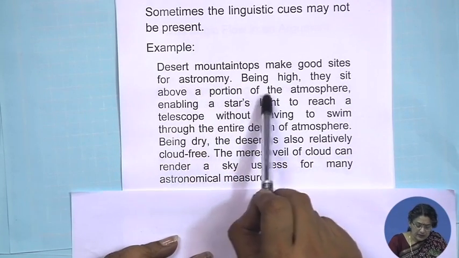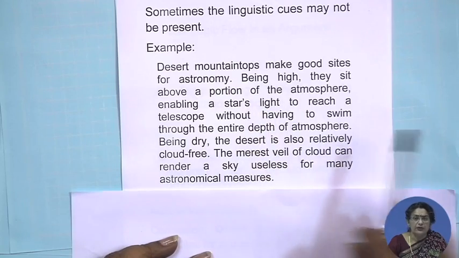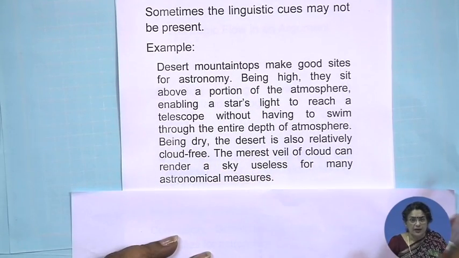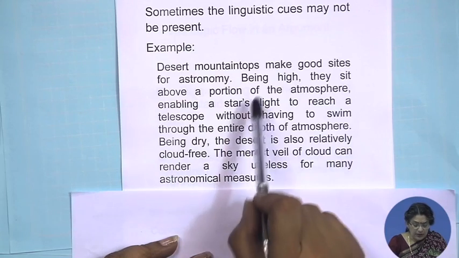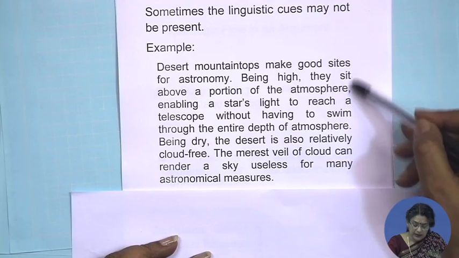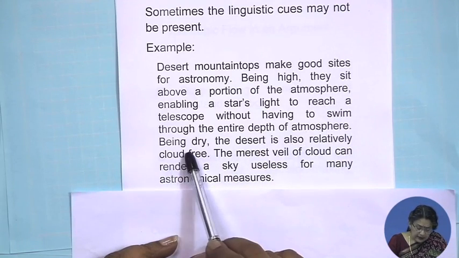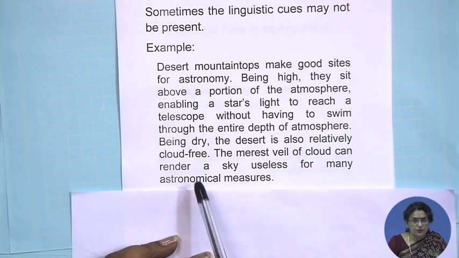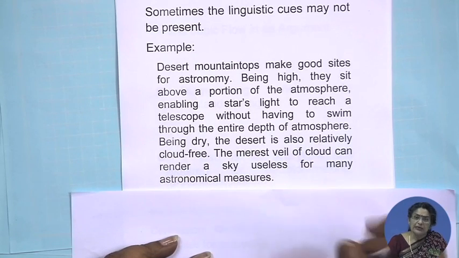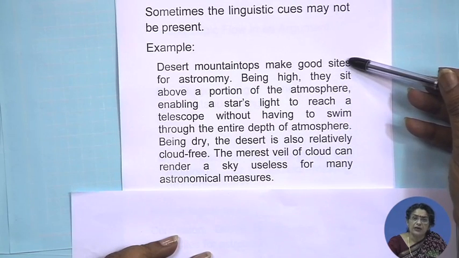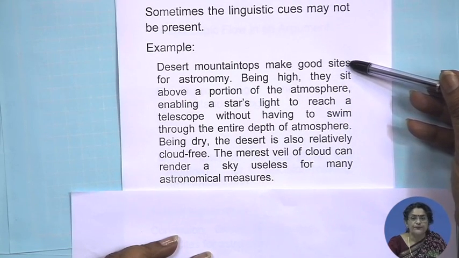For example, here, being high. So, there is an altitude thing. Remember, it is a mountaintop, it is not a flat desert. It is the top of the mountain where you are putting it. So, being high, there is a certain advantage, and that is what is being talked about in this part. Then there is a further point being made that it is also dry, and that has certain advantages for astronomical observations. So, these are the two reasons why desert mountaintops make good sites for astronomy.